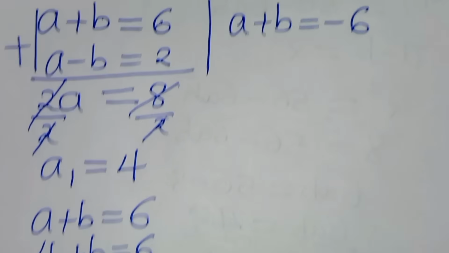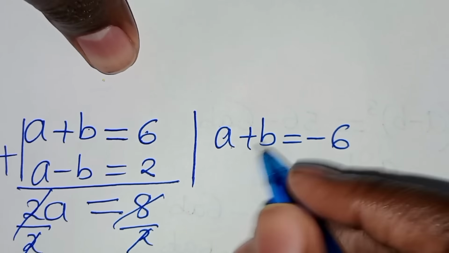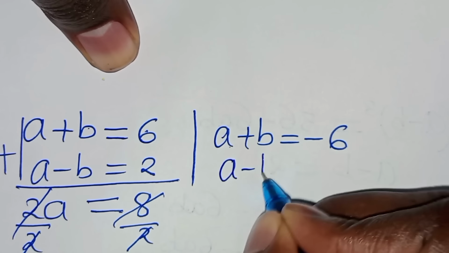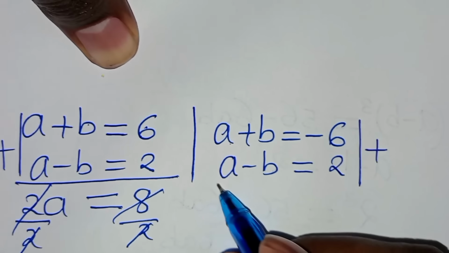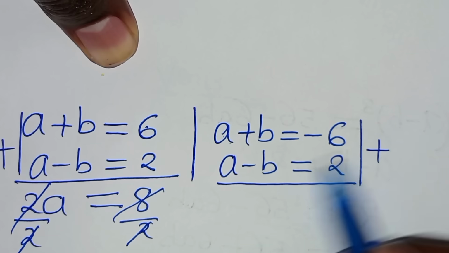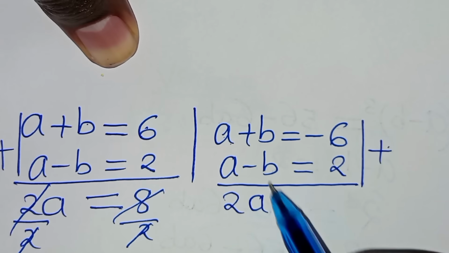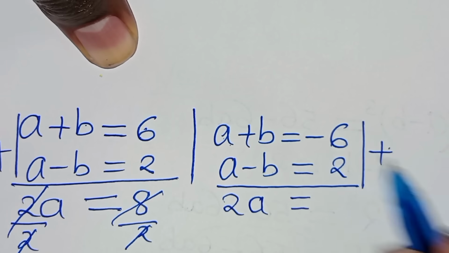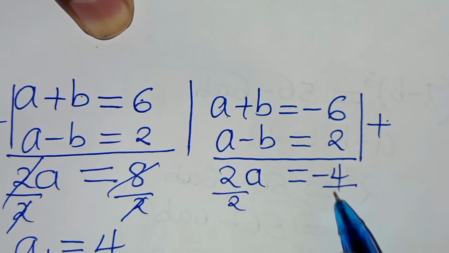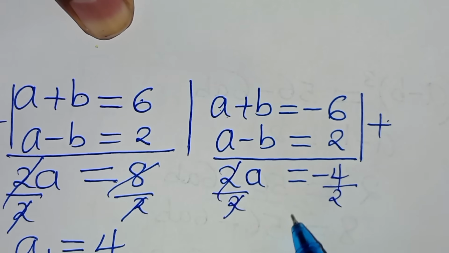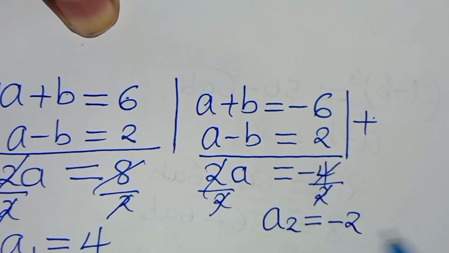Let's solve for the second set here. We have a plus b is equal to minus 6. Now from equation 1, which is a minus b, this is equal to 2. These are a system of two linear equations such that a plus a is equal to 2a. Then b plus minus b simplifies. This is equal to minus 6 plus 2, this is minus 4. Let's divide by 2 here. So again, a2 is equal to minus 2.